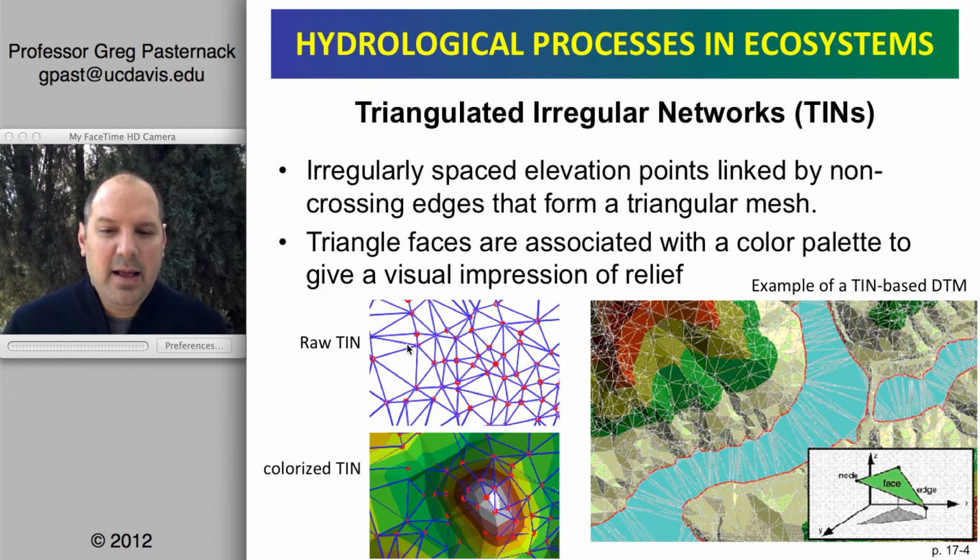A TIN is a more efficient representation because in areas that are flat, there's no reason to have a lot of data. So you can see in the lower left here, these areas with really large triangles don't have large slopes or significant landform change. So why waste space and computation time putting a lot of grid points there? On the other hand, where the landscape is changing a lot, then you would want to put a lot more grid points.